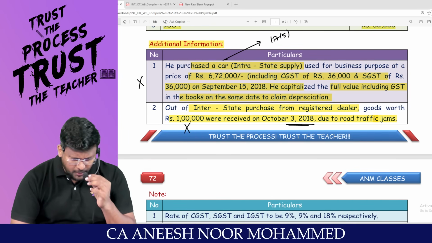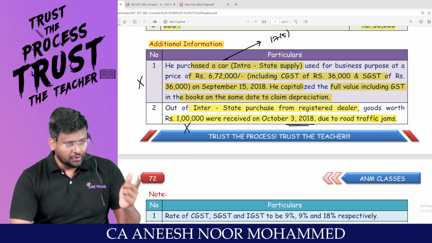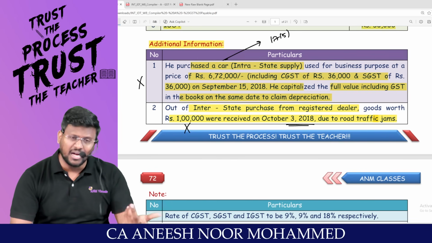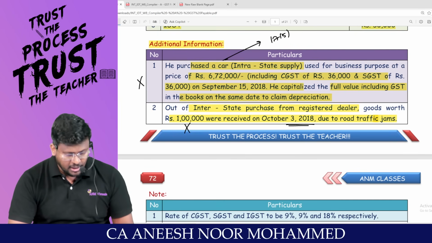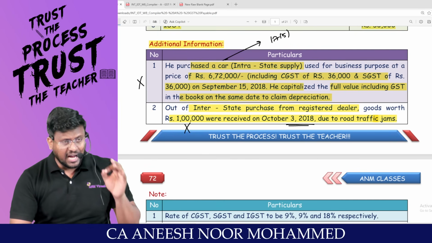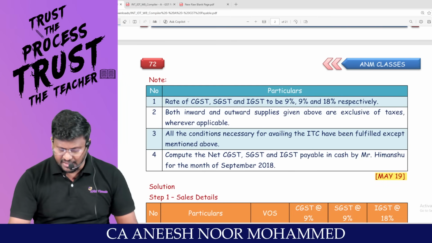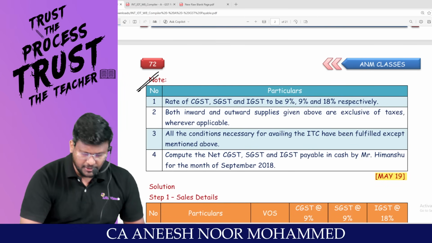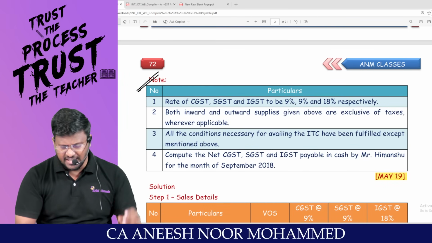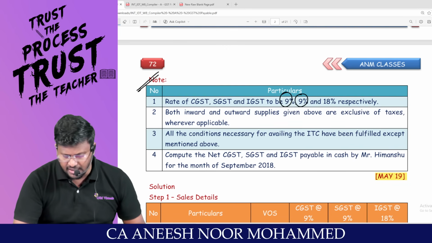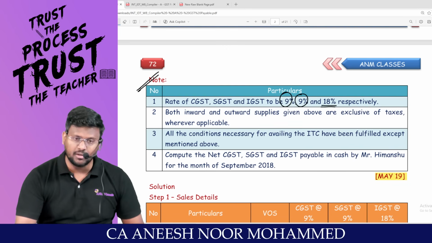What is the difference between the first point and the second point? First point, lifetime, we can't take ITC because it's a blocked credit. For the second point, we can't take ITC now, but we can take ITC in the next month. Rate of CGST, SGST, IGST: CGST 9, SGST 9, automatically IGST will be 18%.